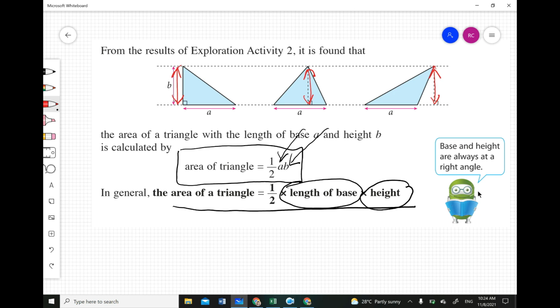So you can see the little cutie over here. It says that base and height are always at a right angle. So to get the height, you just need to look for the right angle. This is the right angle. Right angle means 90 degree. You haven't learned this yet because we skipped 2 chapters before. So I'll let you know right now. This is a right angle. It is 90 degree. Okay.